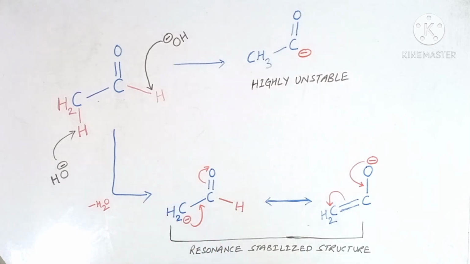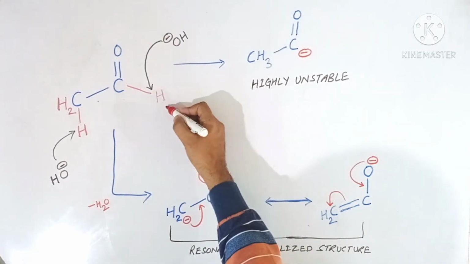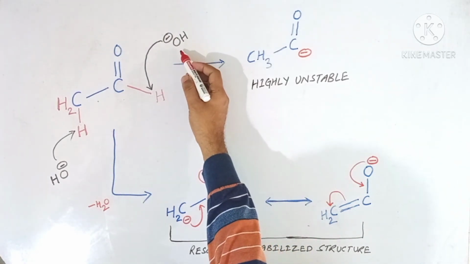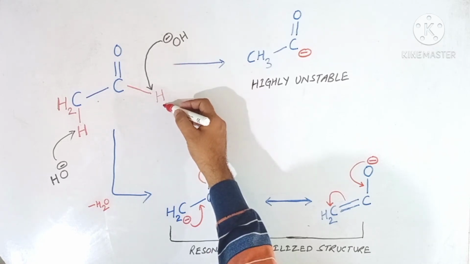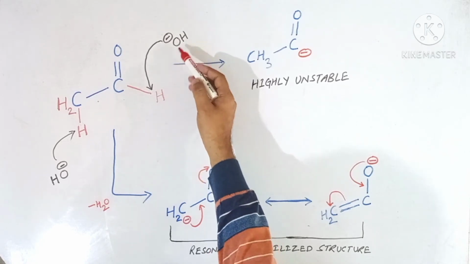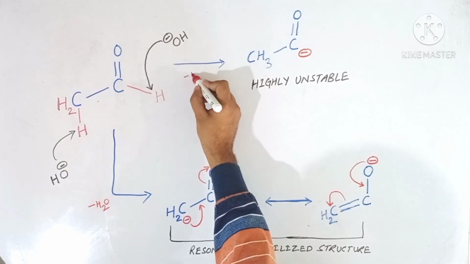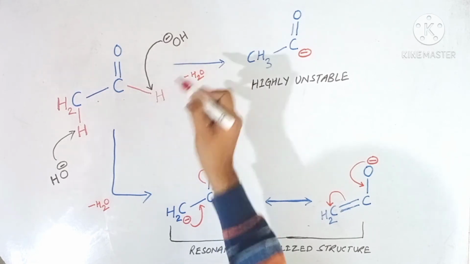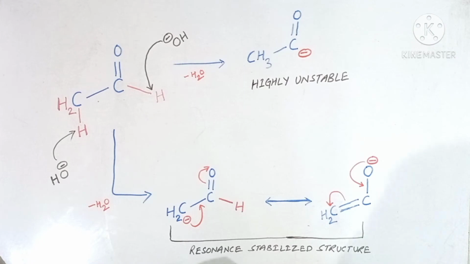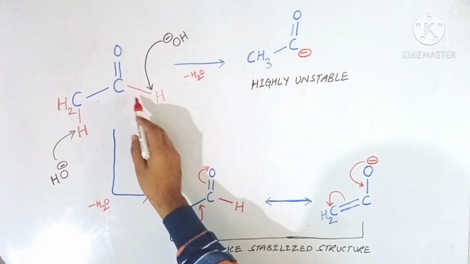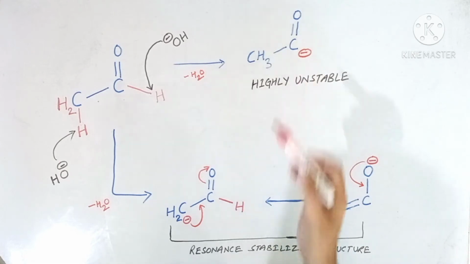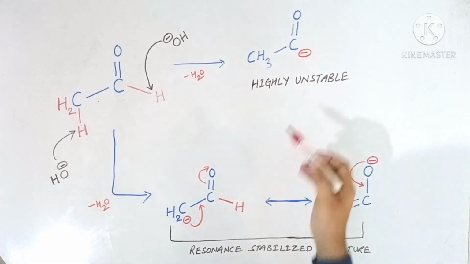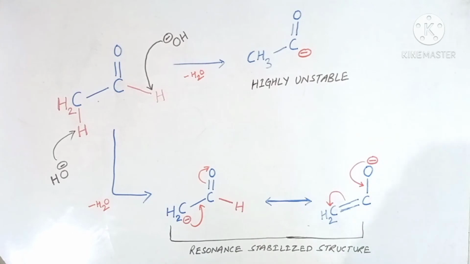Now come to this proton. If this proton is reacted with a nucleophile or a base, suppose we consider this a highly acidic proton, then it will react with this base and form what? A water molecule. The electrons of this carbon-hydrogen bond shift to the carbon, so a carbanion will be generated over here.